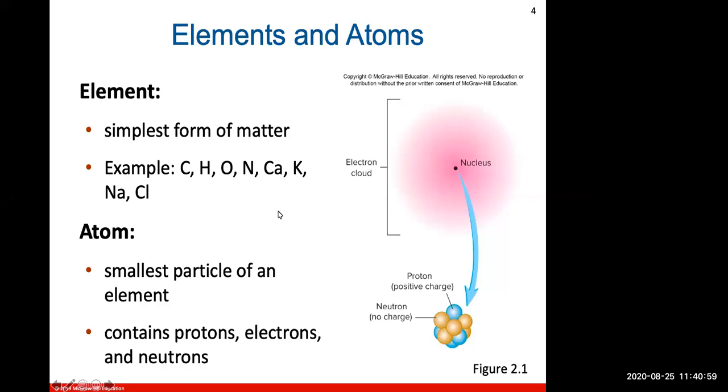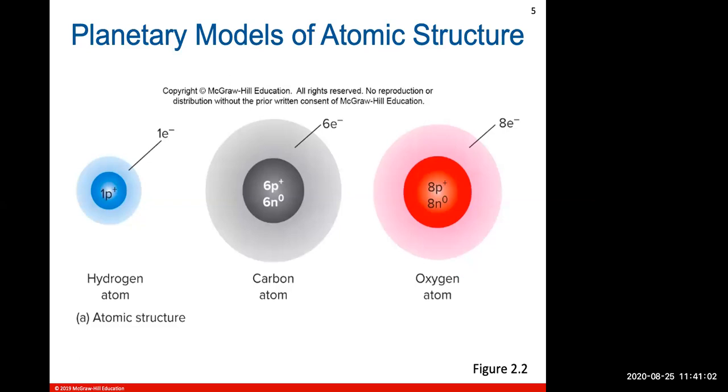So elements, atoms. This is the planetary model of atomic structure. It's called the planetary model because the electrons orbit around the nucleus of an atom, much like the planets do around the sun. Again, the nucleus is made up of protons and neutrons. The atomic structure of hydrogen has one proton because its atomic number is 1 in the periodic table, and it will have one electron. So it'll have one proton in the nucleus and one electron in the electron cloud.